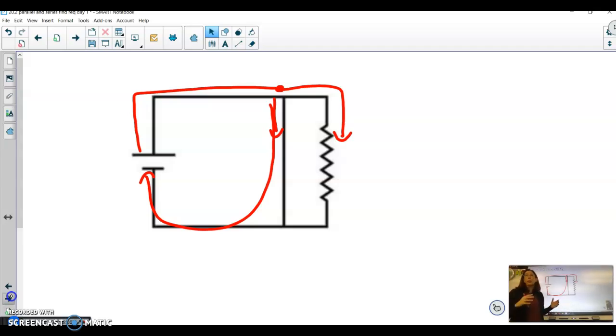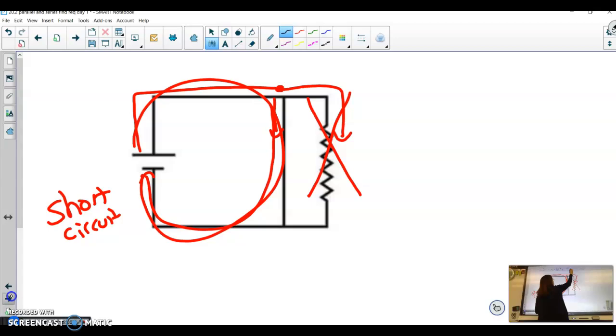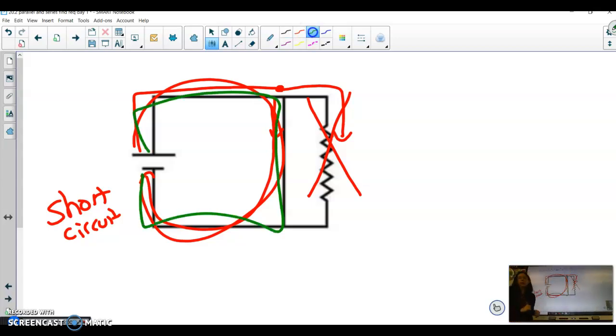It's kind of like you deciding to take an elevator up the Sears Tower instead of walking on the stairs, right? Everybody's going this way. So since all of the current is going in this direction, this has no current going through it at all, and this is what's actually called a short circuit. This means that all of the current is going from one side of the battery straight back to the other side without going through any resistors.